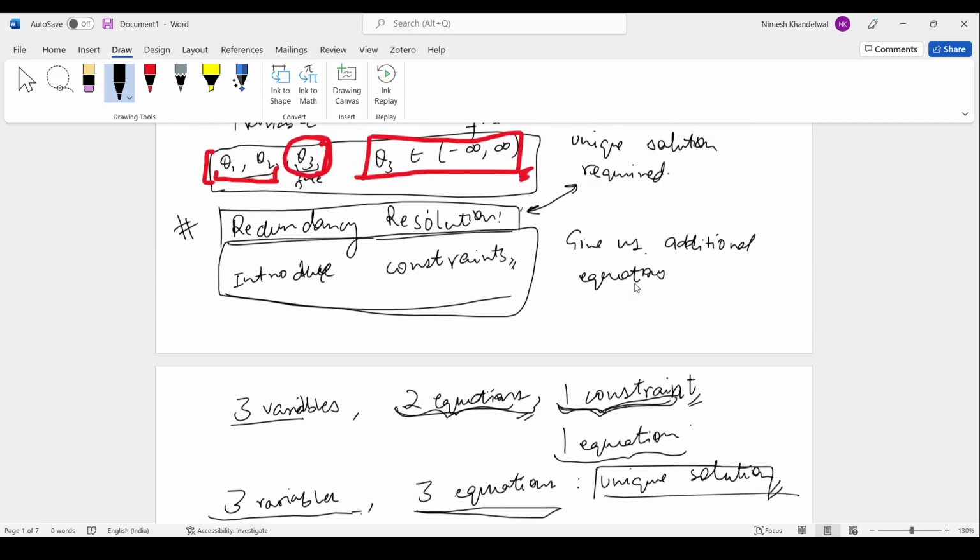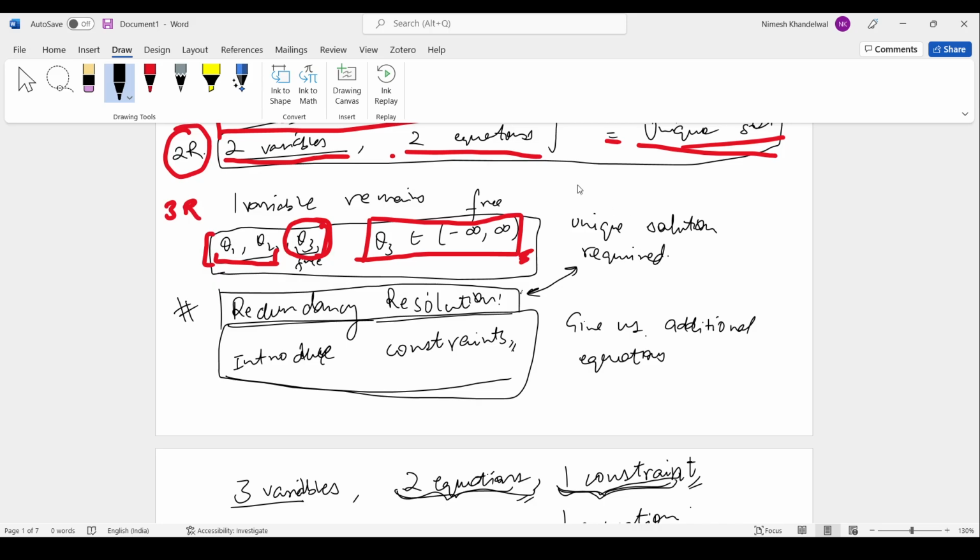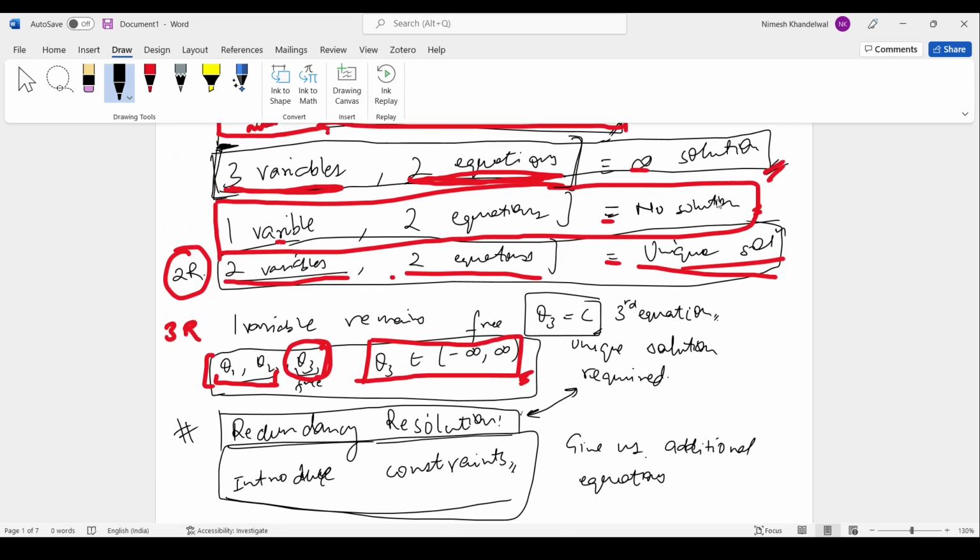In the particular case of the manipulator, if you fix theta 3, if you say theta 3 is a constant, this is a constraint, and this acts as the third equation. Once you have fixed theta 3, it is no longer a variable, so only theta 1 and theta 2 are variables. Then you have two variables and two equations, so there will be a unique solution.